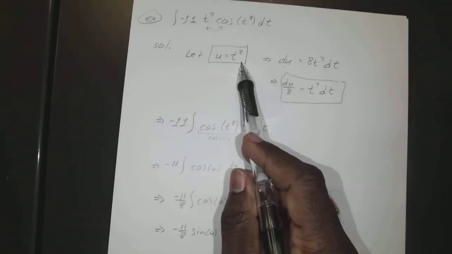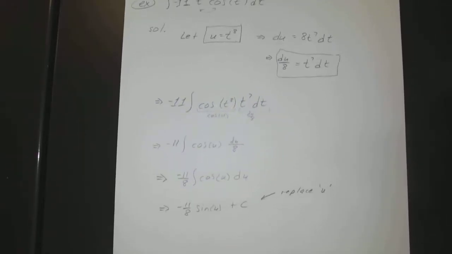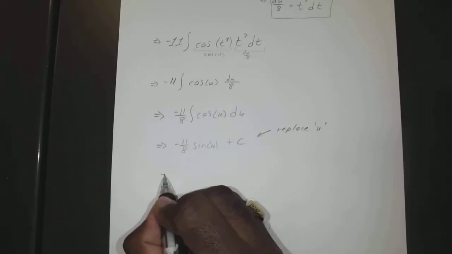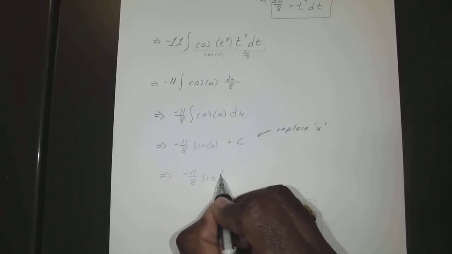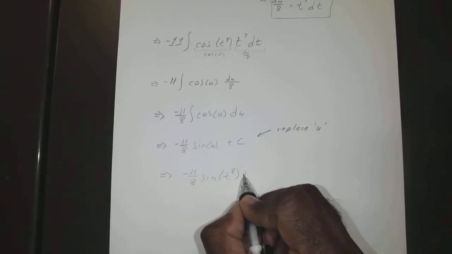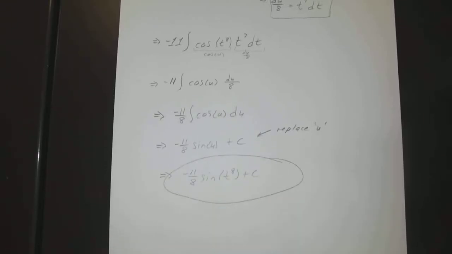And we know that our u is t to the 8th. So we have negative 11 over 8 sine of t to the 8th plus c. All right, so any questions on that one? So that would be just the answer.